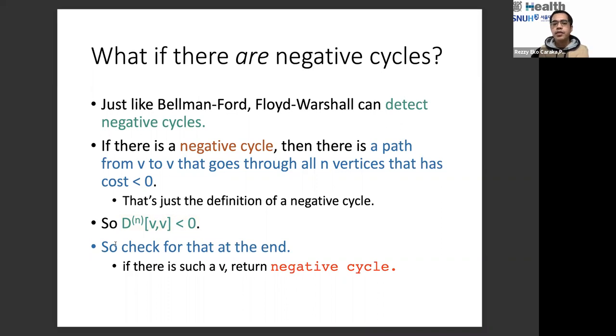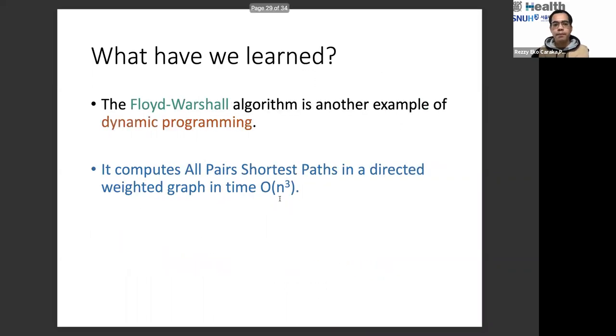So later you can check in every iteration until it converges for the different v. Sometimes it also returns a negative cycle, so it's okay to have negative cycles for edges. So what have we learned about this? We already learned the Floyd-Warshall algorithm, which is another example of dynamic programming.